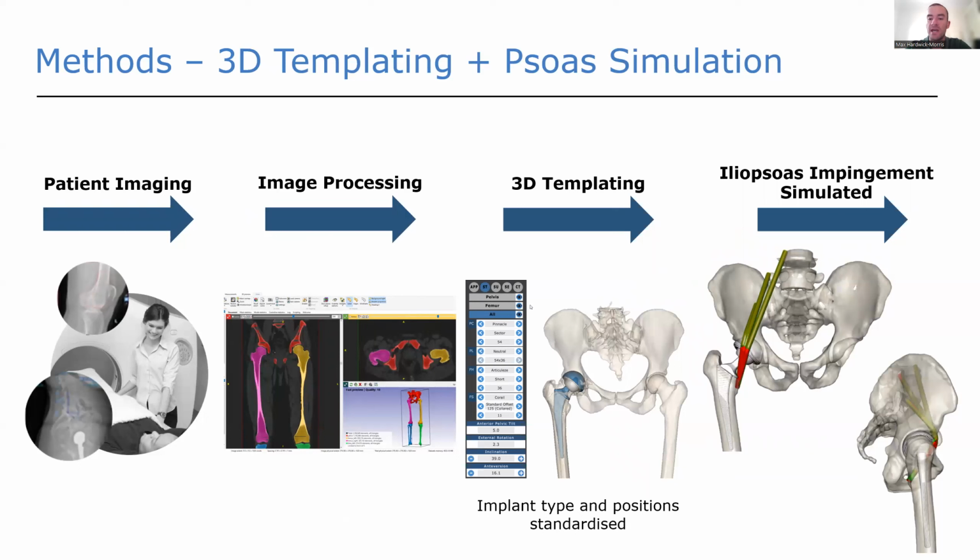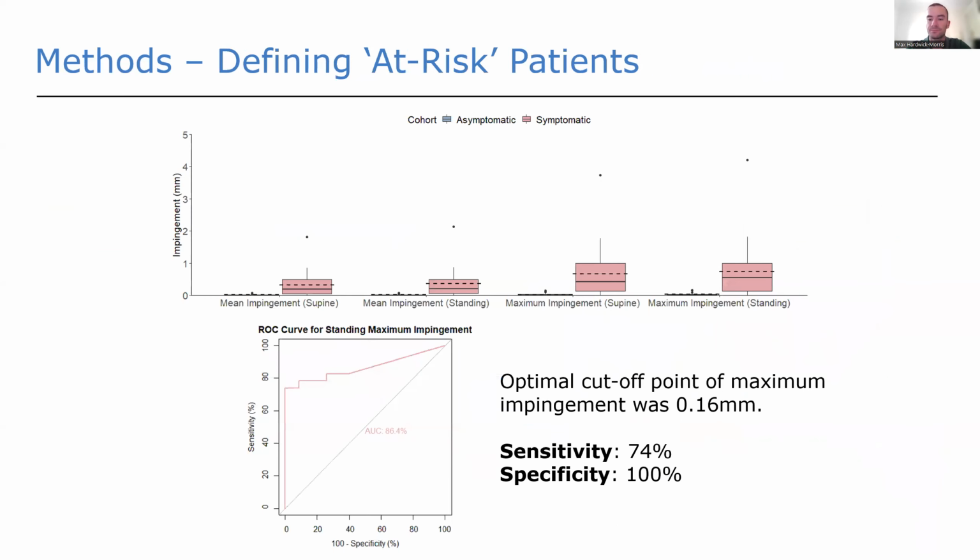Several parameters were then compared between the cohorts, specifically standing pelvic tilt, native femoral head diameter, cup diameter, the difference between the planned cup diameter and native femoral head diameter, and functional femoral rotation.